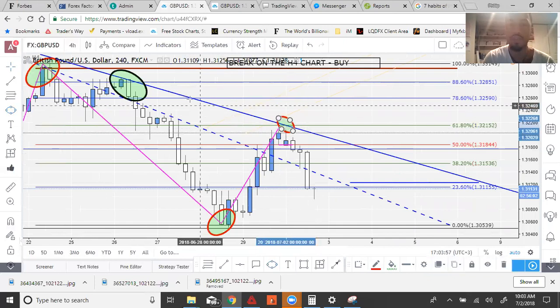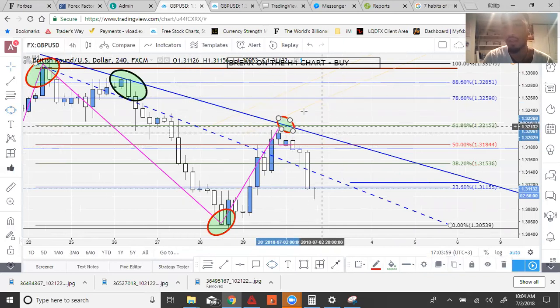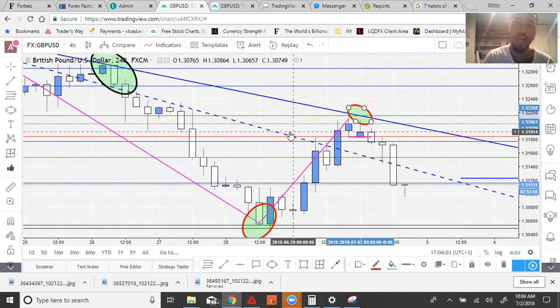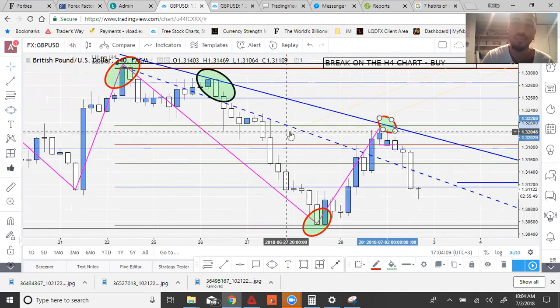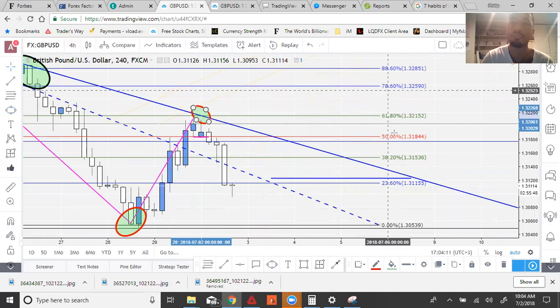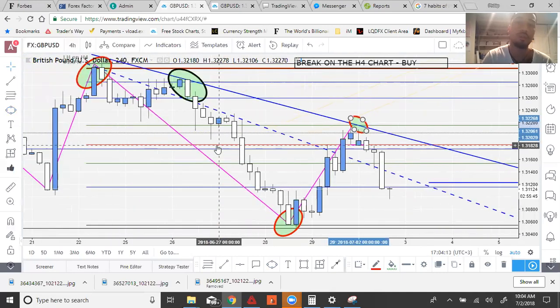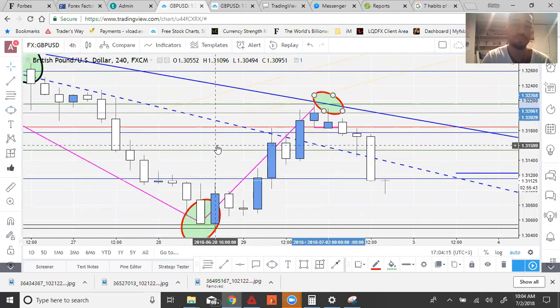What do we see? We see a trend line hit exactly at 61.8. And 61.8, as we obviously know, is a major price reversal zone, and that's why we have this green. This is money green, right? Major price reversal zone.